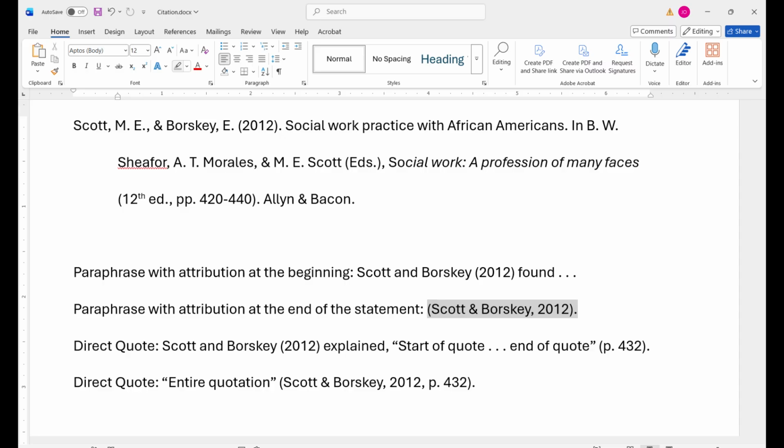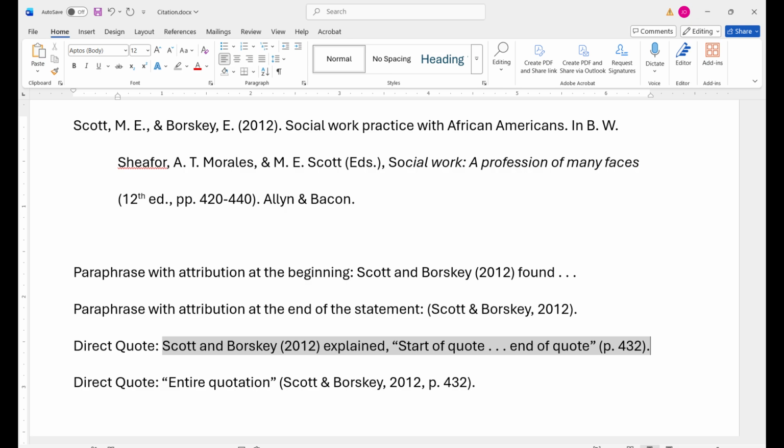Follow the sentence with a space and an opening parenthesis, the first chapter's author's last name, space, ampersand, space, and the second author's last name, comma, space, and the year, closing parenthesis, and then a period. Direct quotes can be formatted in two ways.